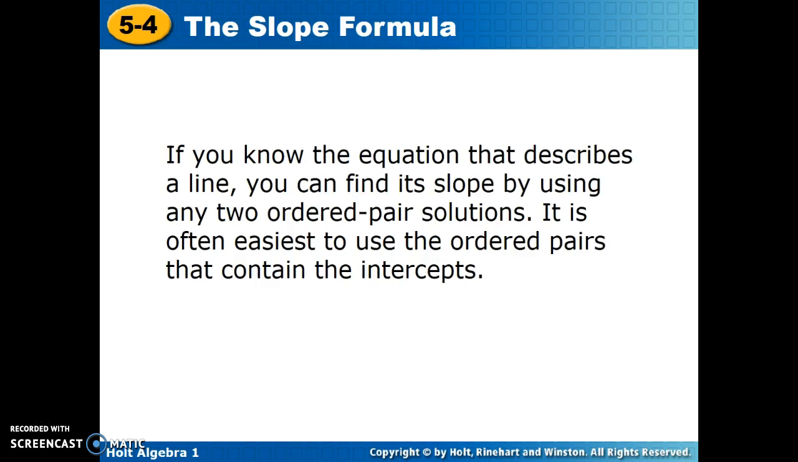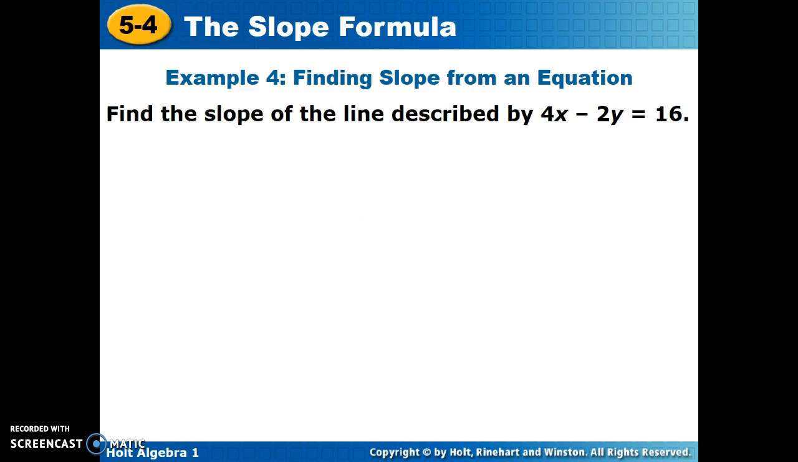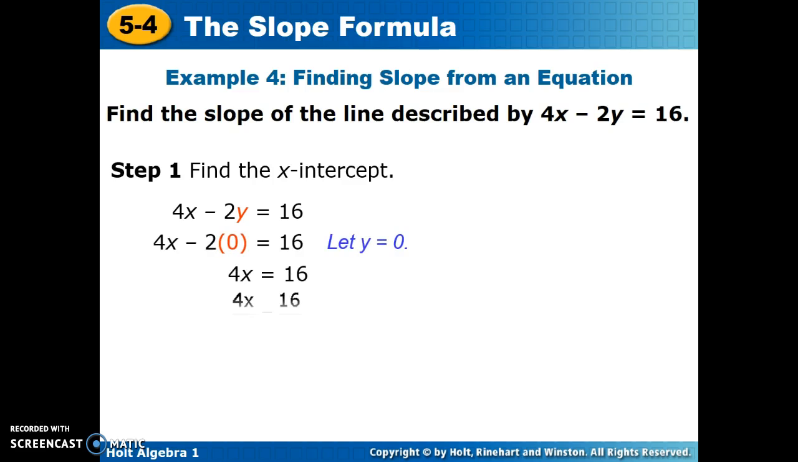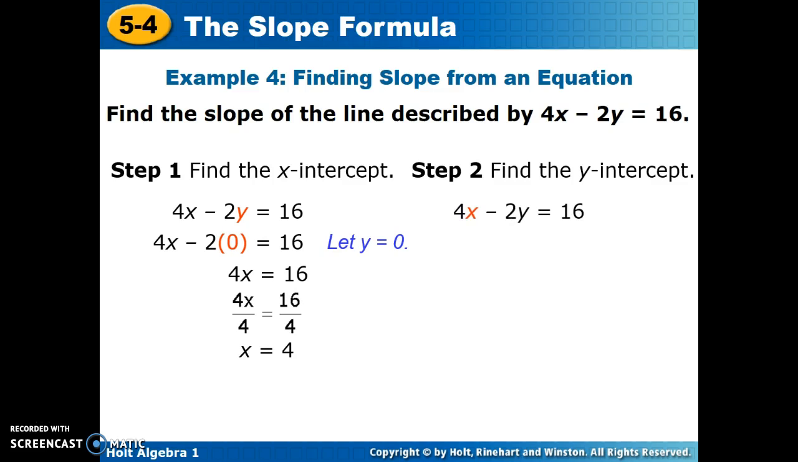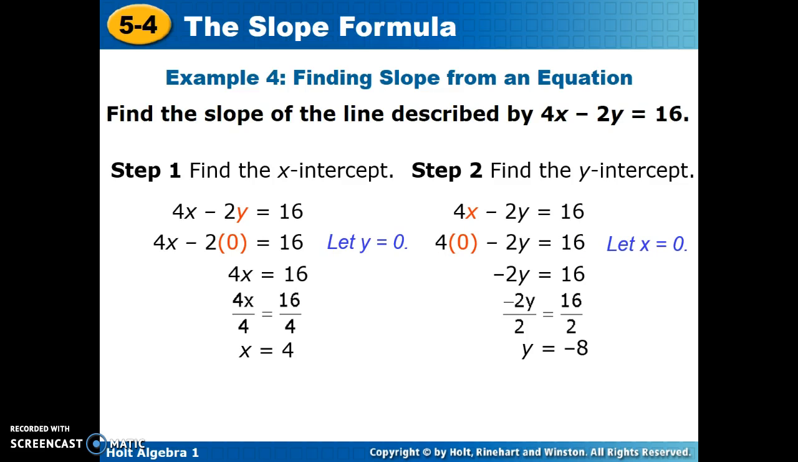Finally, if you know the equation that describes a line, you can find its slope by using any two ordered pair solutions. It is often easiest to use the ordered pairs that contain the intercepts. So again, just another suggestion. This line was written in standard form, so we know how to find the intercepts by plugging in 0 for y, getting x equals 4, and putting in 0 for x, so we get y equals -8.